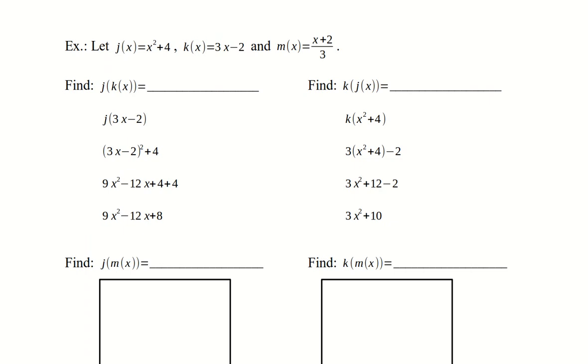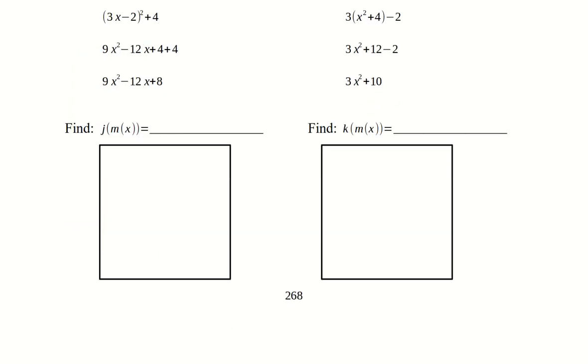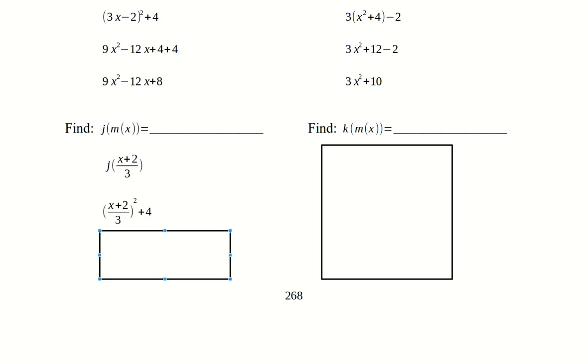The next question asks us what j of m of x is. So we're going to do that in exactly the way we've been doing. We're going to plug m into j. So there's the rule for m, x plus 2 over 3. I'm going to plug that into the rule for j. J says to square the input and then add 4. Now those parentheses say that we're squaring both the numerator and the denominator. So that's going to give us a 9 downstairs and that plus 4. We could clean that up a little bit more, but I think that's an elegant enough way of writing that.